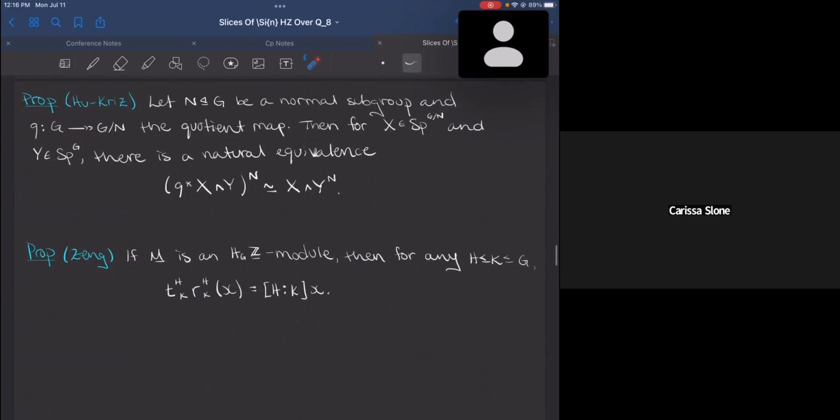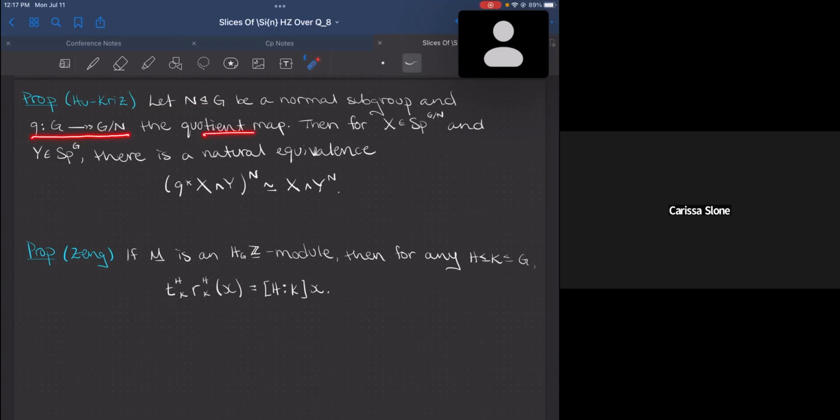Now I've got a couple of propositions that will be useful later on. First up, due to Hu-Kriz, we're going to take N to be a normal subgroup of G, and Q from G to G mod N is the quotient map. Then for some G mod N spectrum X and some G spectrum Y, we have a natural equivalence. We pull back X, we take Q star X, smash with Y, and then we take the N fixed points. That is equivalent to smashing X with the N fixed points of Y. And this is something I'll refer to as the projection formula.